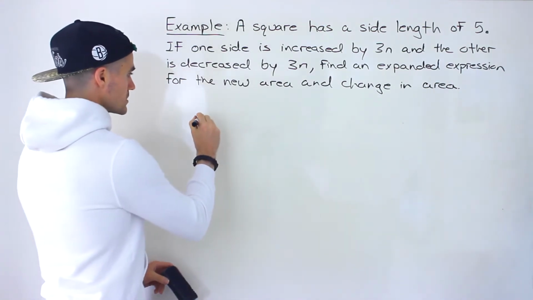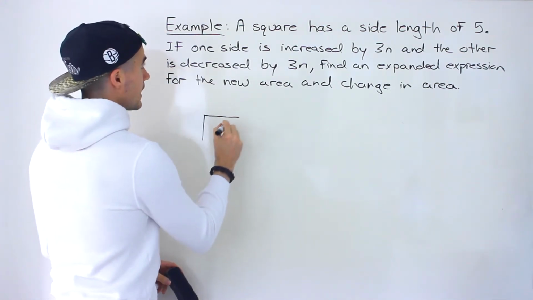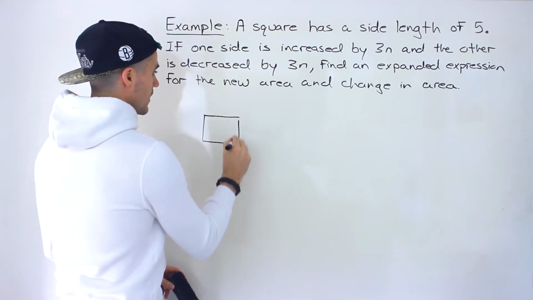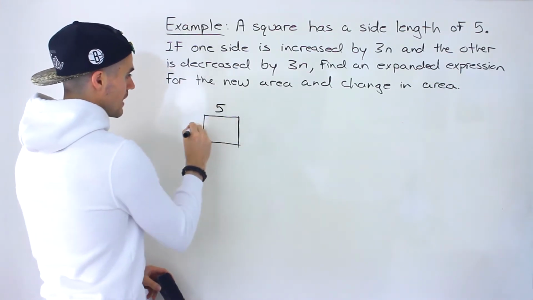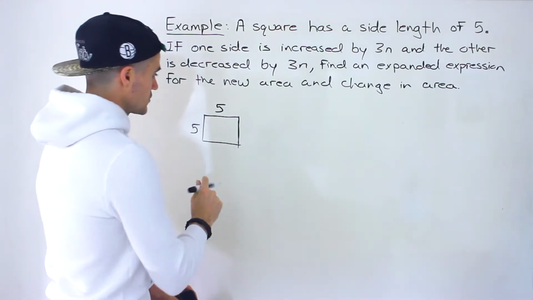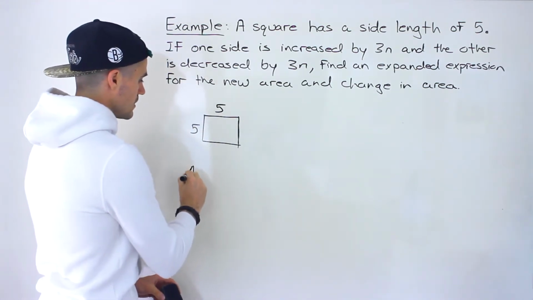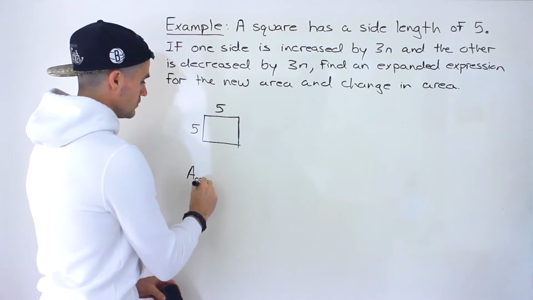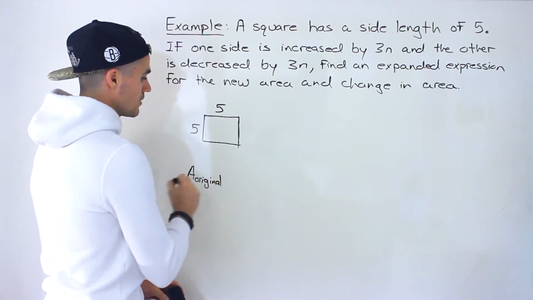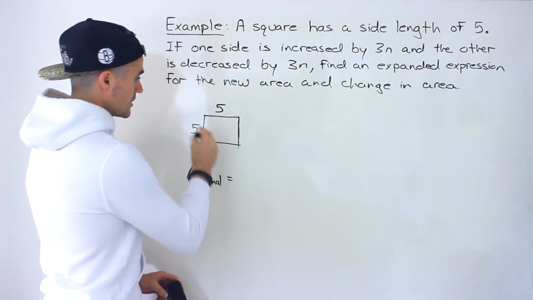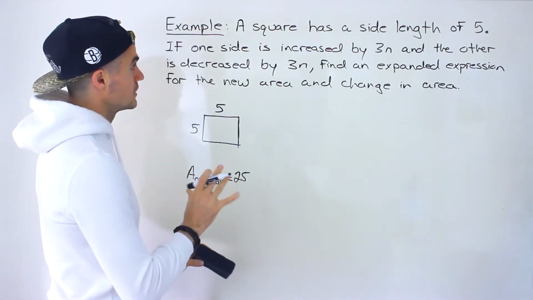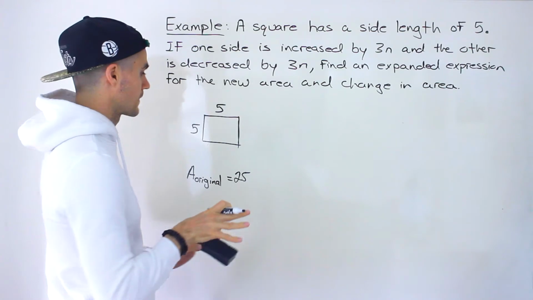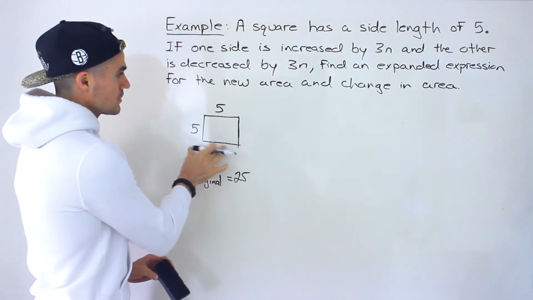What I would recommend starting with is a diagram. So we have a square and it has a side length of 5. So this is 5, this is 5 over here. So what's the area of the original square that we have? It's going to be 5 times 5, which is 25 units squared. There's no units given in this particular question.